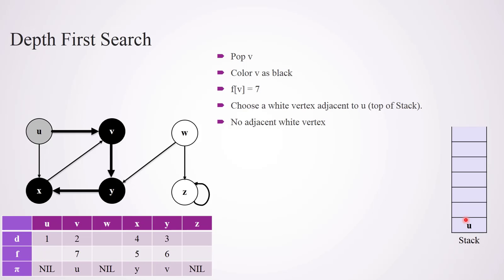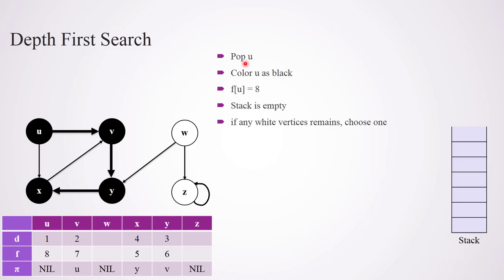Now the top of the stack is U. Choose a white vertex adjacent to U. So no more white vertices are adjacent to U. So what we have to do? We have to pop U. Color U as black. F of U equals 8. Again time is incremented by 1. Now what is the status of the stack? Stack is empty.